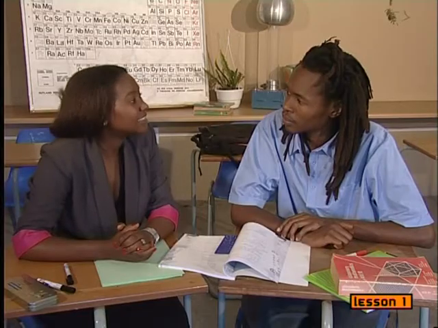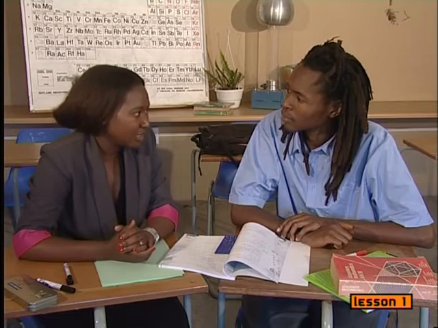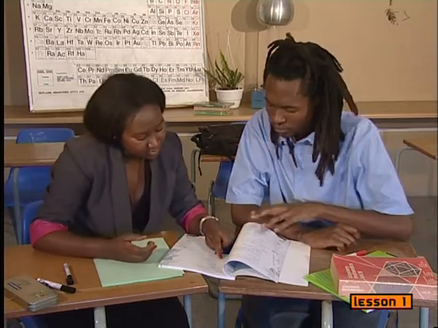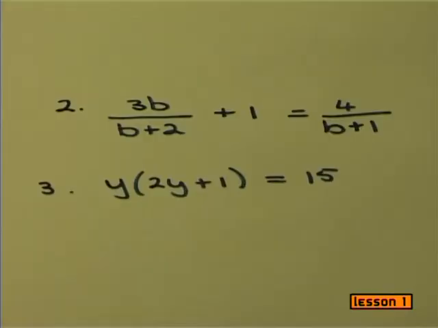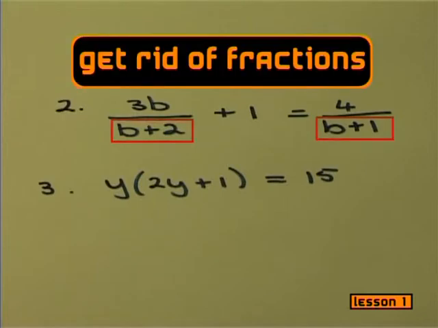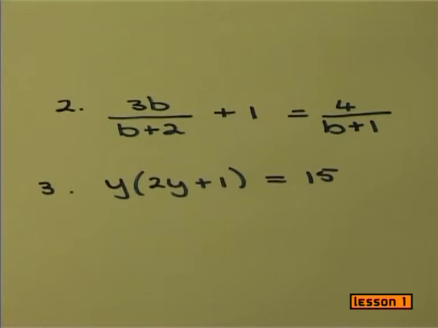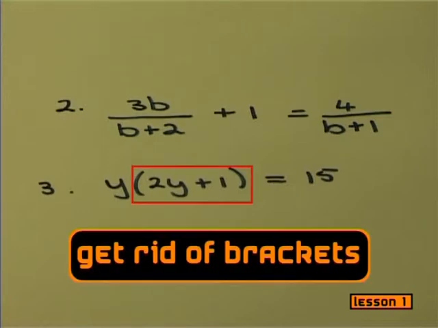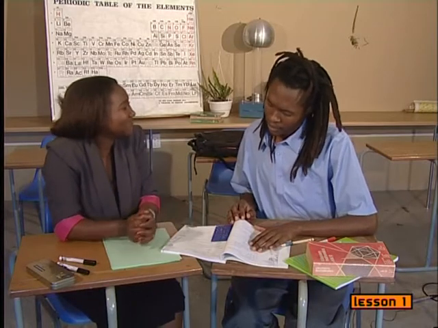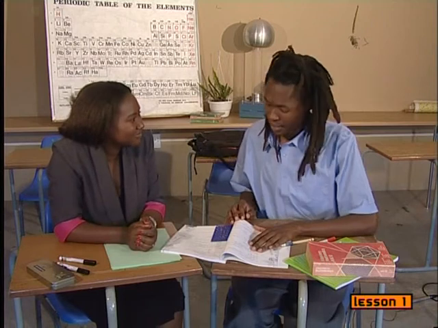Aren't they always in that form? Not always. Sometimes we first need to simplify the equation, like in these two examples here. In the second question, in order to get it into the right form, we would first need to get rid of the fractions. In question 3, we would need to get rid of the brackets. Do you think you could do that? Yes, I think I can, or at least I'll give it a try.